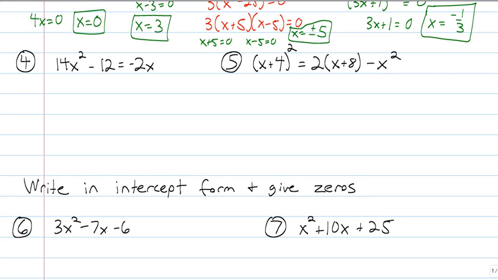Okay, now let's do 4. And again, if you guys feel comfortable doing this, why don't you pause the video and try a couple on your own to see what's going on. So we get 14x squared plus 2x minus 12. I notice the first thing I can do is take out a 2.